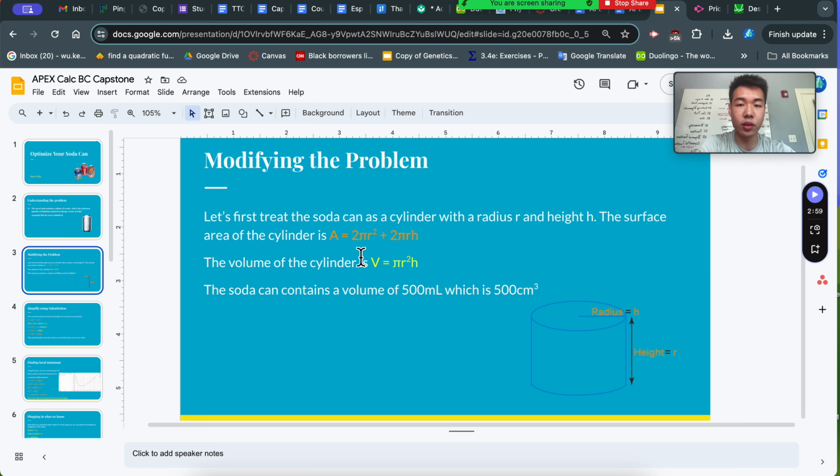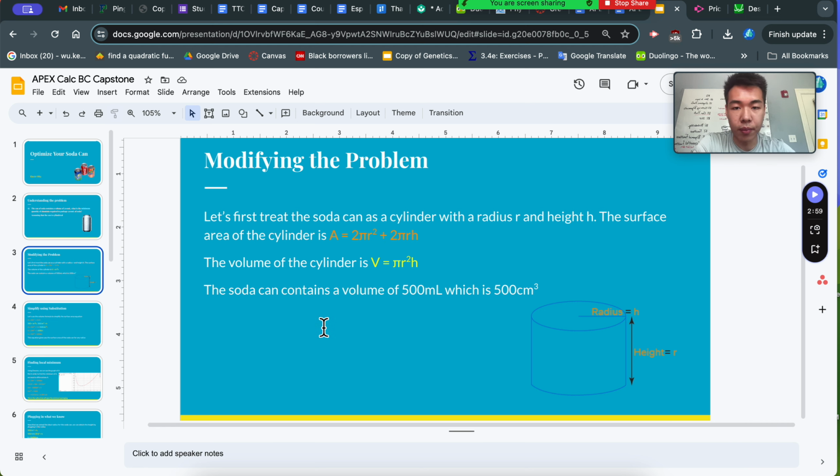So the area equals 2 pi r squared plus 2 pi r h, and volume is pi r squared times h. How I got this equation, basically, you have two circles, the one from the top and one from the bottom. That's why the 2 pi r squared is here. 2 pi r h is the area that wraps around the can, right? If you expand that, you get a rectangle, and the length is just the circumference of the circle, and of course the width is just the height.